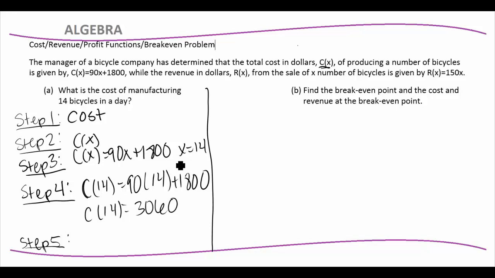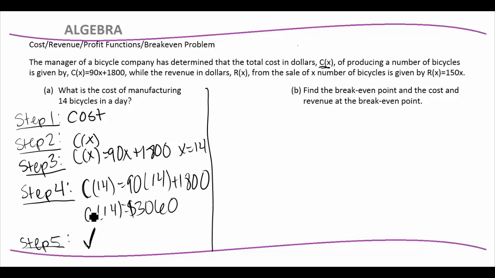Now step 5 is to check your answer with the facts presented in the problem. We know this is cost, so it's dollars. Does this make sense with our problem? And yes, it does. And part B, find the break-even point and the cost and revenue at the break-even point.